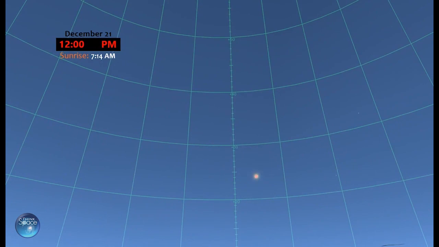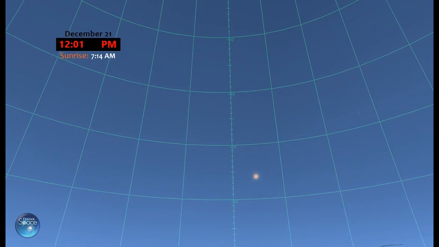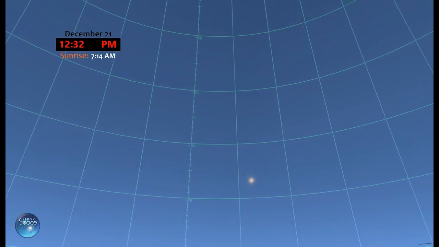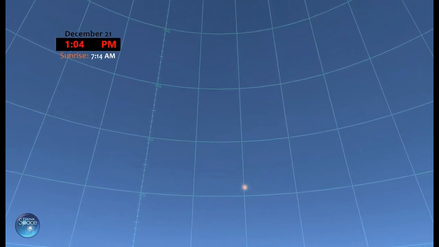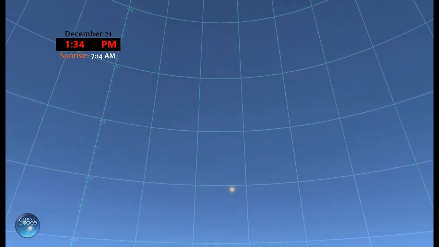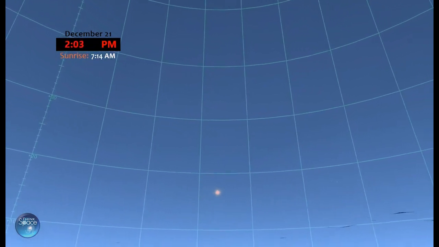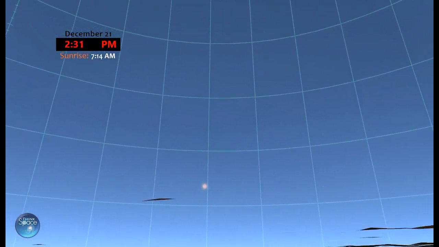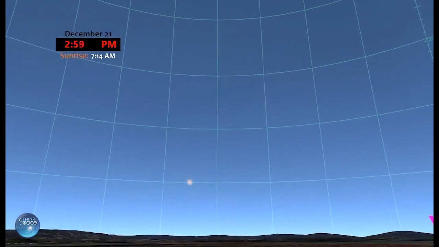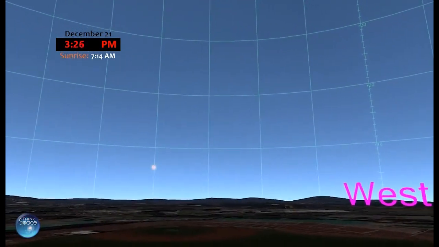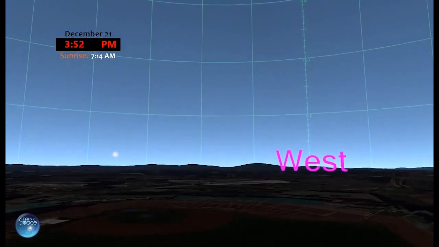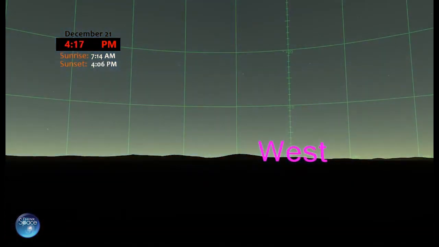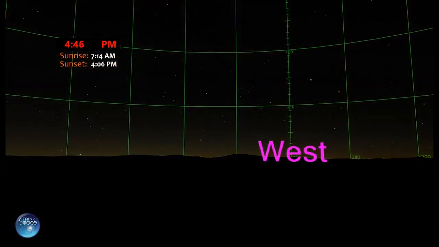The sun hits its highest point in the sky at noon in the winter. So now the sun begins its descent down to sunset, which doesn't take too long in the winter. Pay attention to the location of the sunset. Does the sun set north of west or south of west? There it goes, and it's only a few minutes past 4 p.m.